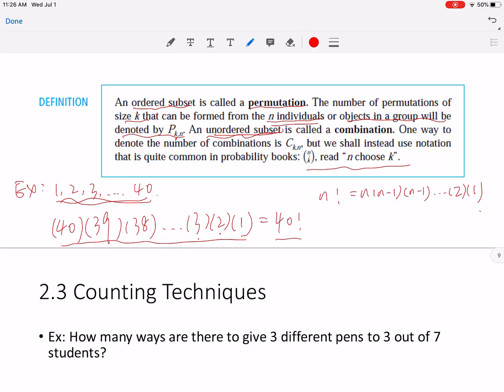So the main difference between the permutation and the combination is we have to say if it's an ordered subset or an unordered subset. If we should think of the order of the possible outcomes, we have to think of the permutation. If the order of the numbers doesn't matter, we have to think of the combination.